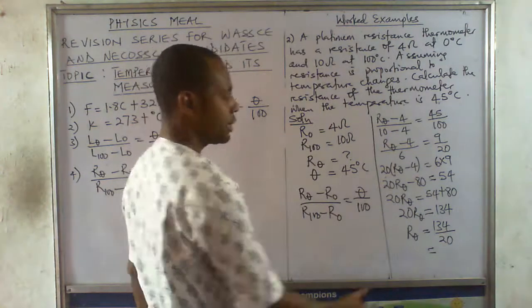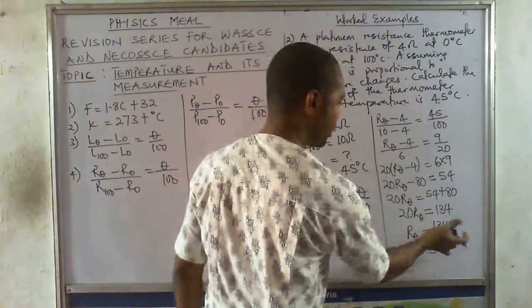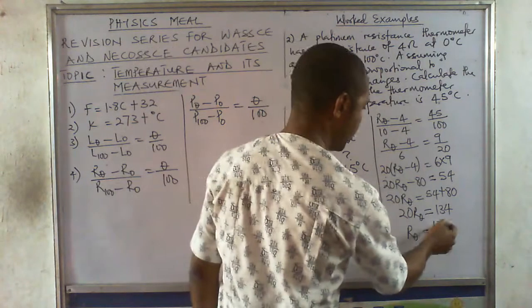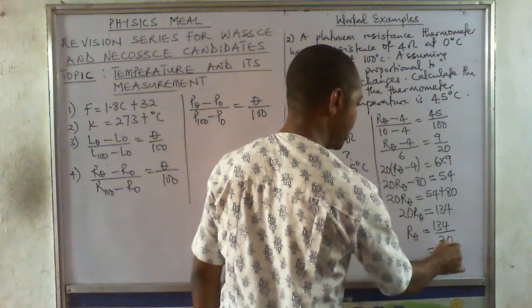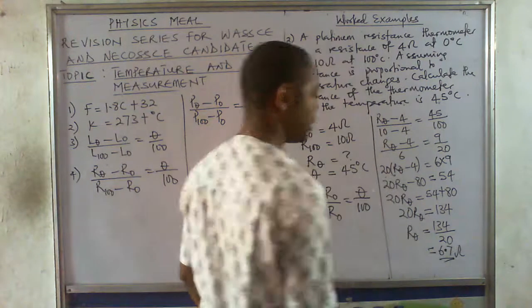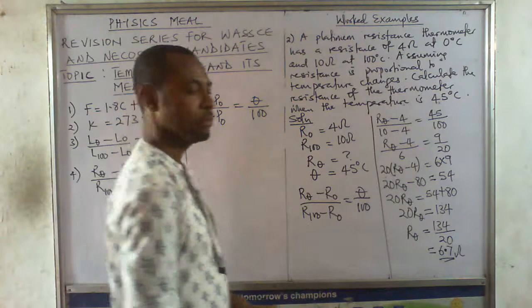So when you divide that, that will be 13.4, because this 0 will take this there. 13.4 divided by 2. And when 2 divides 13, we are going to have 6 remaining 1. Dividing 14 will give us that. So 6.7 ohms. That's what I'm going to have.